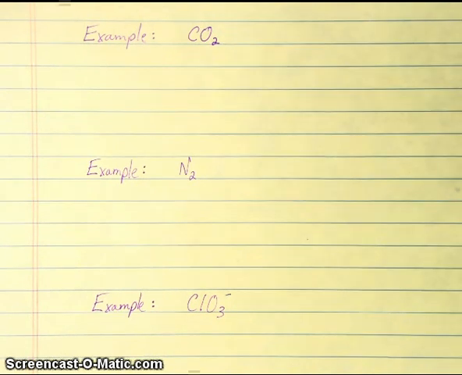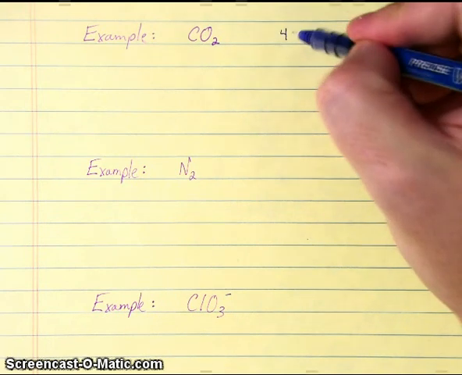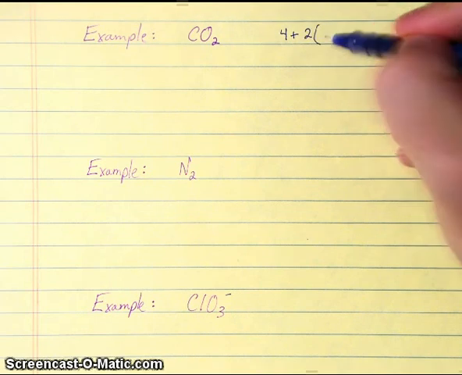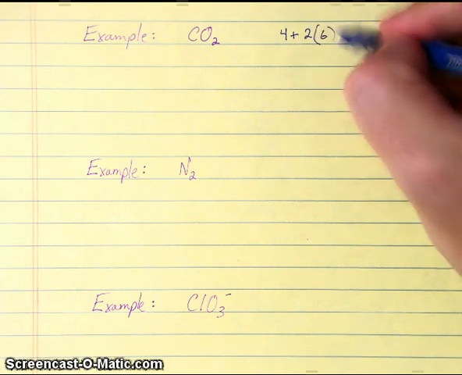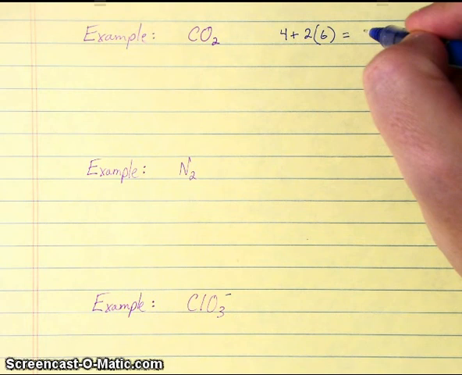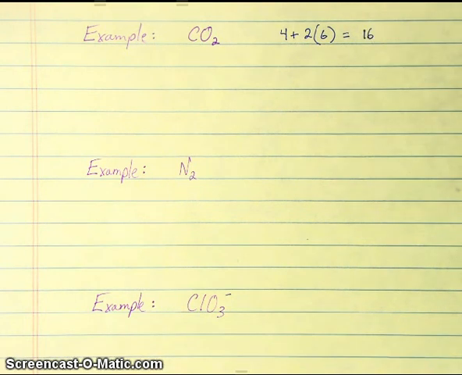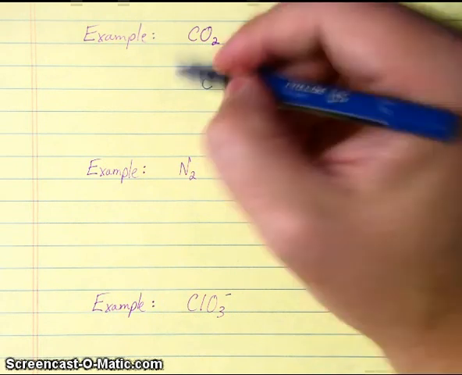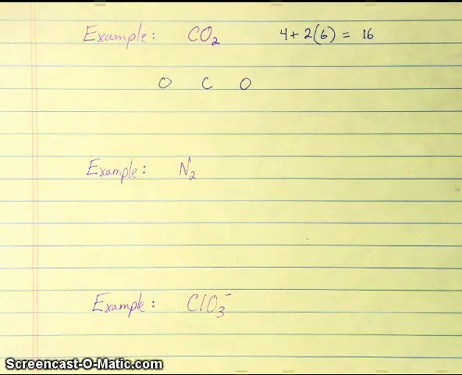Okay, so carbon dioxide. My first step is to count the number of valence electrons. Using my periodic table, I know that carbon has 4. Oxygen has 6, and there are 2 oxygens, so 12. 4 and 12, I have 16 electrons to work with. Next, I place my skeletal structure, and carbon is the least electronegative element, so it's going to go in the center.